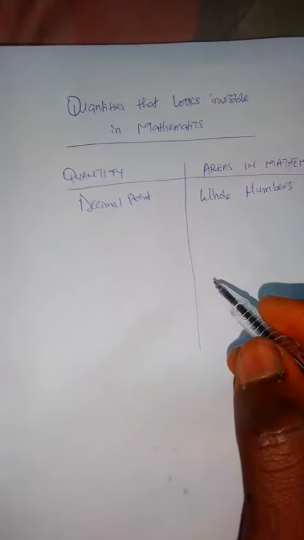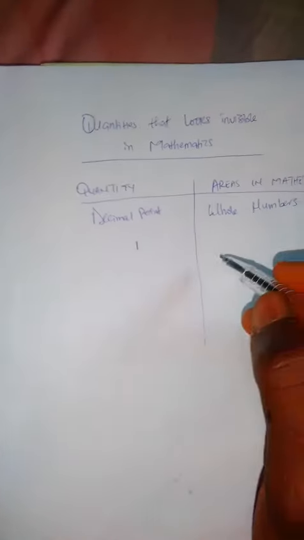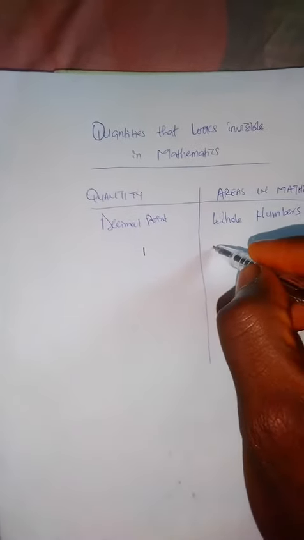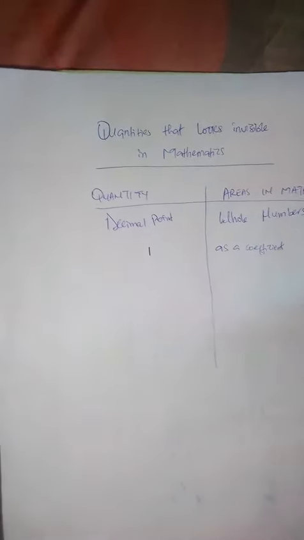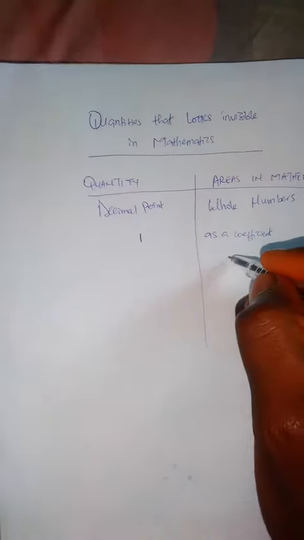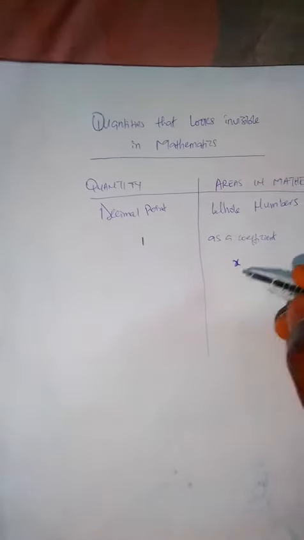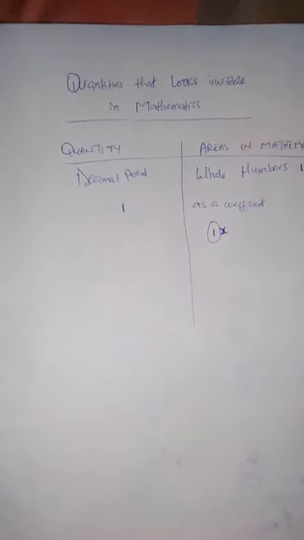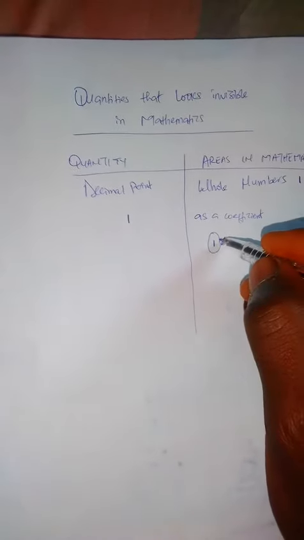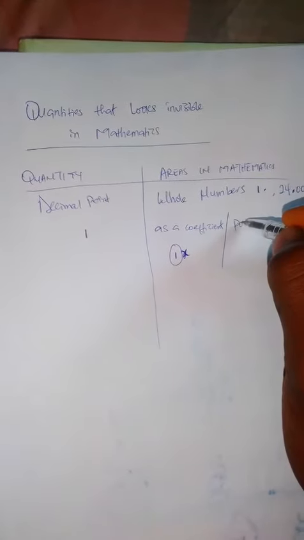Then the second thing that looks invisible in mathematics is the appearance of 1. The first area where 1 appears invisible is as a coefficient. I'll be using one example in this area. Example, x. When I say find the coefficient of x, you might not know what it is. It is 1. Why? Because coefficient means the number that multiplies that variable. And what multiplies x invisibly here is 1.